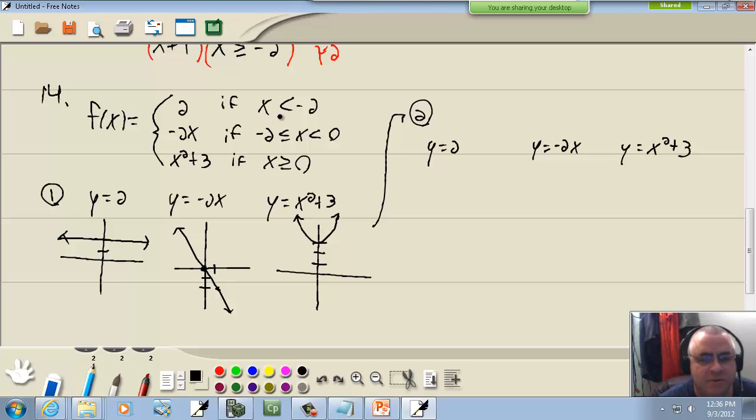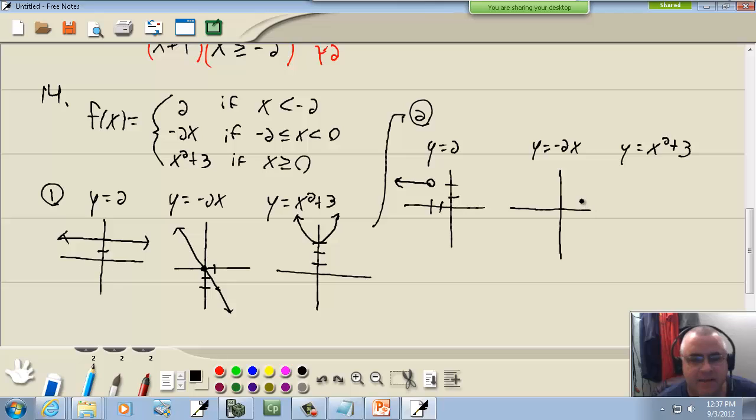Okay, so y is equal to 2. It looks like that when x is less than -2. So I come over here. Here's -2. It'll look like that when it's less than -2. Now it's less than, which means this is an open dot. Okay, so it looks like this between -2 and 0.